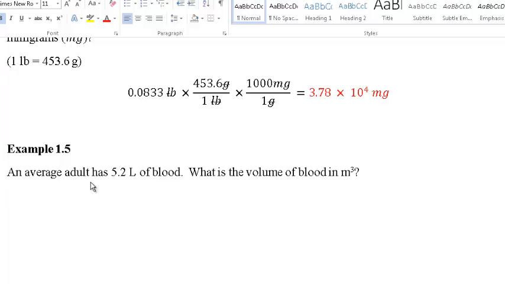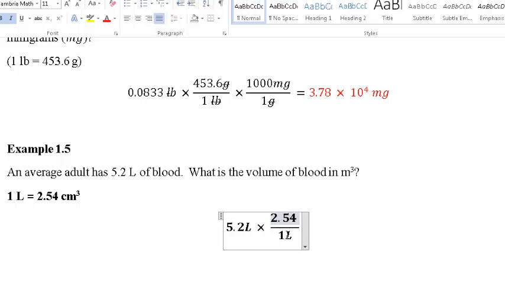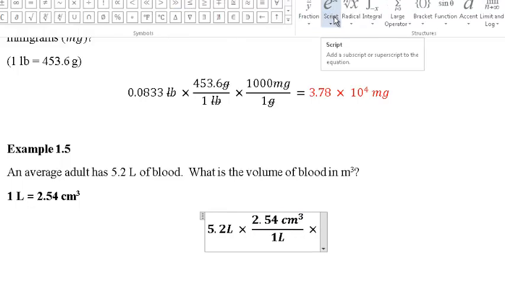An average adult has 5.2 liters of blood. What is the volume of blood in meters cubed? So with that conversion factor, and these types of conversion factors will be given to you on an exam to help you with the cancellation of units. So given this conversion factor, I should be able to successfully do this. 1 inch is 2.54 centimeters cubed. And what do I need to do next?